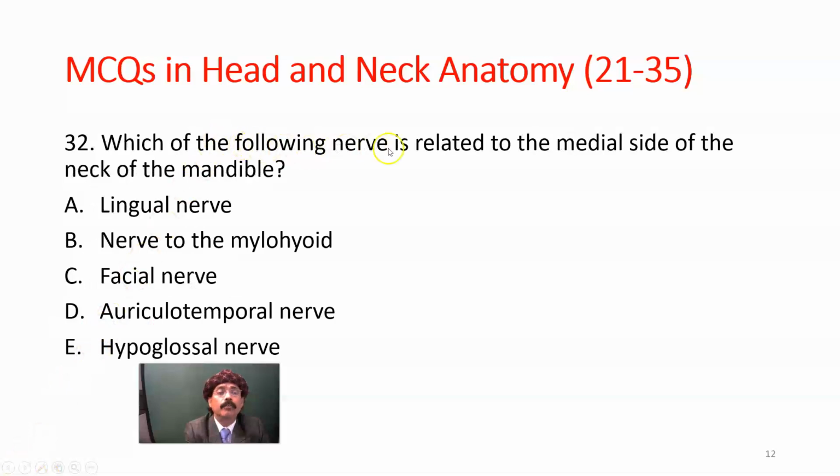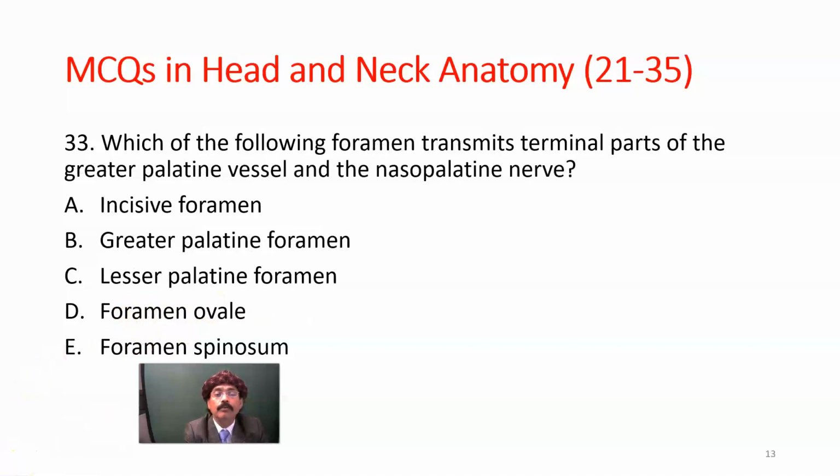Question number 32. Which of the following nerves is related to the medial side of the neck of the mandible? Medial side of the neck of the mandible. Okay, neck. Which of the following nerves: the lingual nerve, nerve to the mylohyoid, facial nerve, auriculotemporal nerve, hypoglossal nerve. Answer should be auriculotemporal nerve. Okay, we got that.